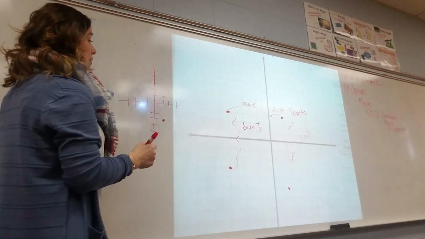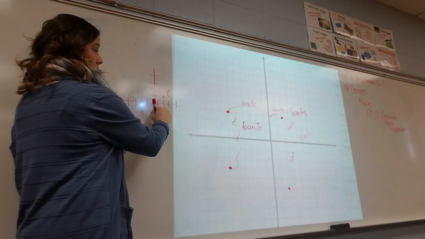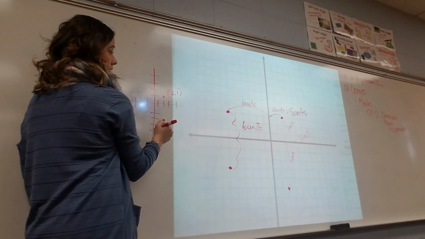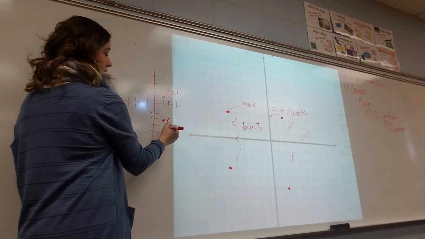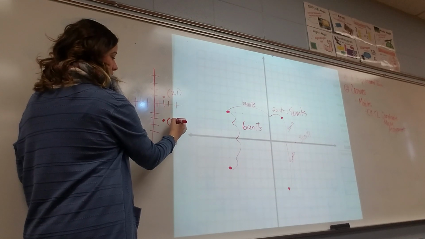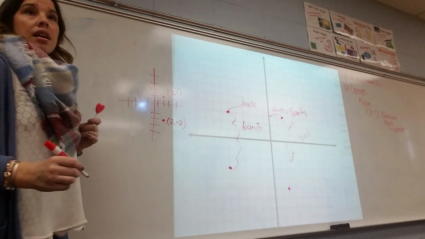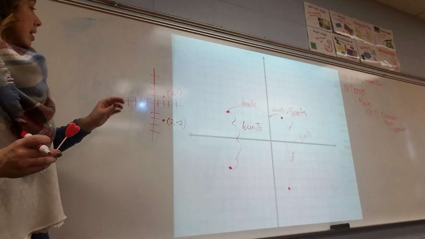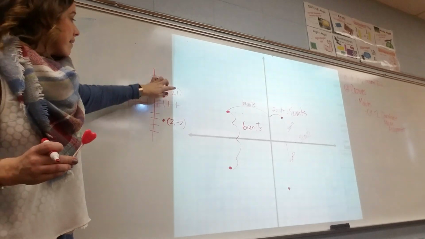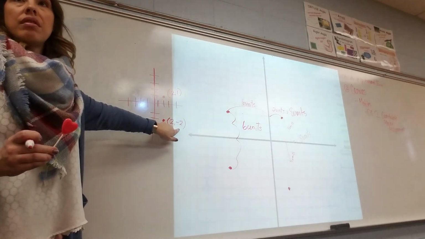Or, what's my ordered pair at this point? We go over 2, up 1. So this one is (2, 1). What's my ordered pair here? Over 2, down 2, so (2, negative 2). If I look, my x coordinates are the same, so nothing changed there.